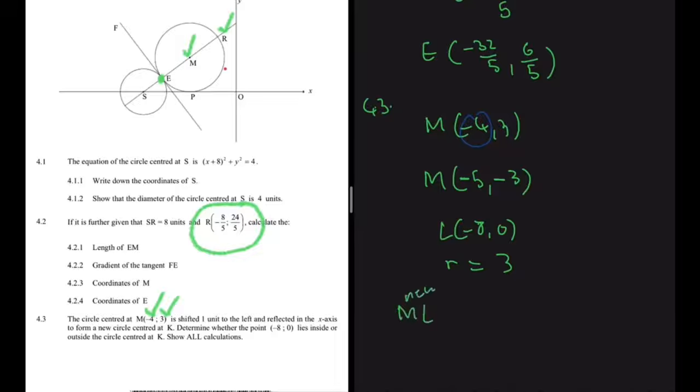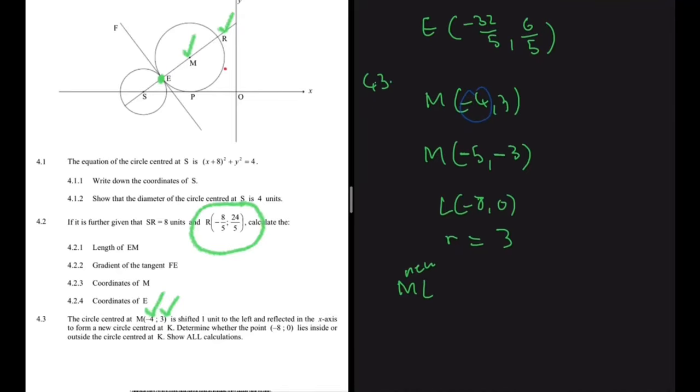If it is greater than 3, then it makes sense to conclude that the point L of minus 8 and 0 lies outside of the circle because the radius of our circle is 3. And then if it is less than 3, then that point will lie inside the circle. And then if it is exactly 3, then it lies on the circumference of the circle. So let's go ahead and compute ML.